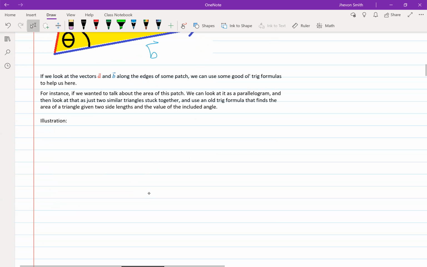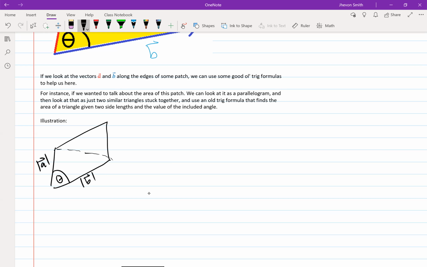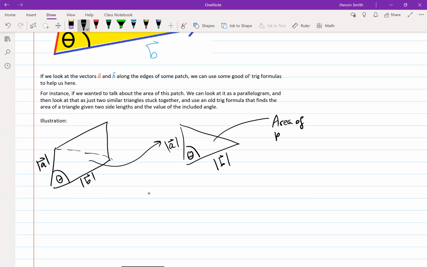How can we actually get that to be useful? Well, here's my patch. Instead of thinking of it as this parallelogram, I can think of it as 2 similar triangles attached to each other, where the magnitude over here is A, the magnitude over here is B, and there's the angle between them. Now I just focus on this triangular portion here. I can realize that the area of the patch that I care about is just going to be double the area of this triangle.